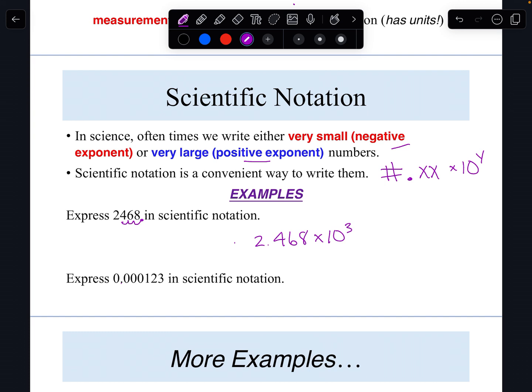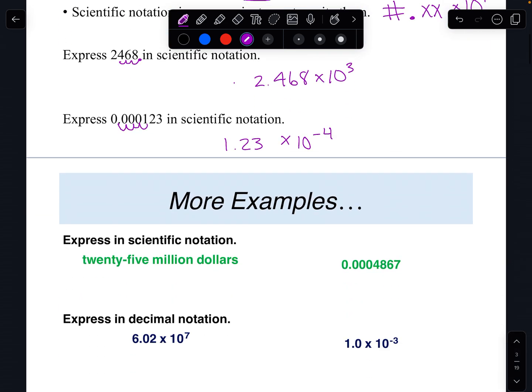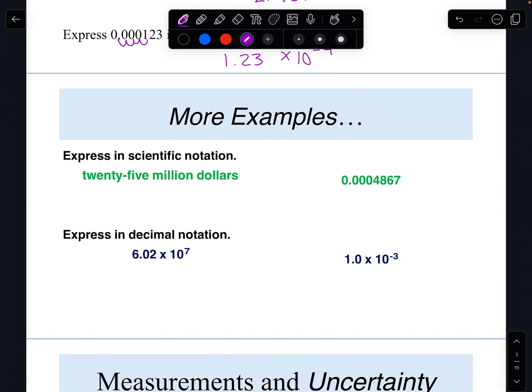Now, the opposite here is true for the one that is below. We see that this number is less than 1, so we know our exponent is going to be a negative number. Our decimal place is here. We're going to move 1, 2, 3, 4. So 1.23 times 10 to the negative 4th power. Okay, so you have to know how to write those, put them in scientific notation, and take them back out. Let's do a couple more examples here.